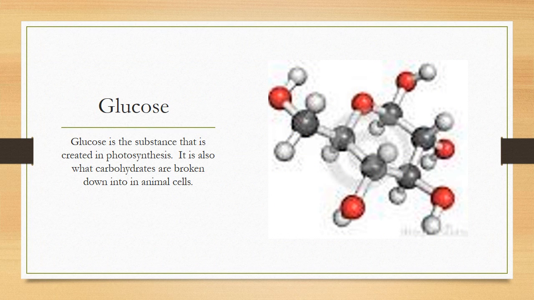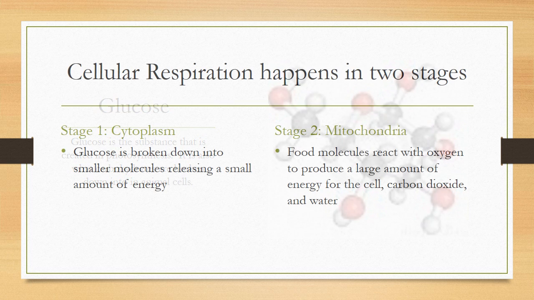Here is a molecule of glucose, and that's a substance that's created in photosynthesis. It's also what carbohydrates are broken down into in animal cells. So you guys eat an apple, your body is going to break that down into glucose. And if you look at that, this is a big molecule. So this cannot just move through the cell membrane. This is one that would need a protein channel, facilitated diffusion. Also, it is not in a place where the mitochondria is ready to break it down, so it must be broken down by the lysosomes in the animal cells. In plant cells, they're ready to use it. Animal cells, it's got to be broken down.